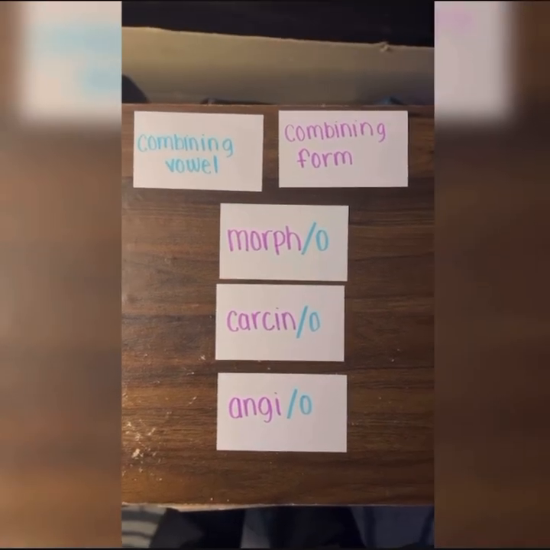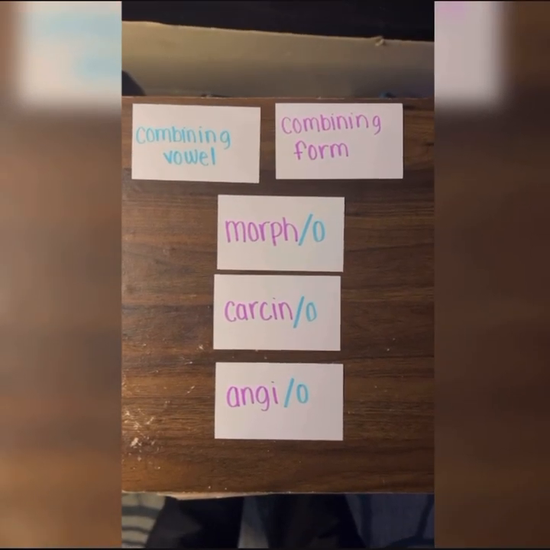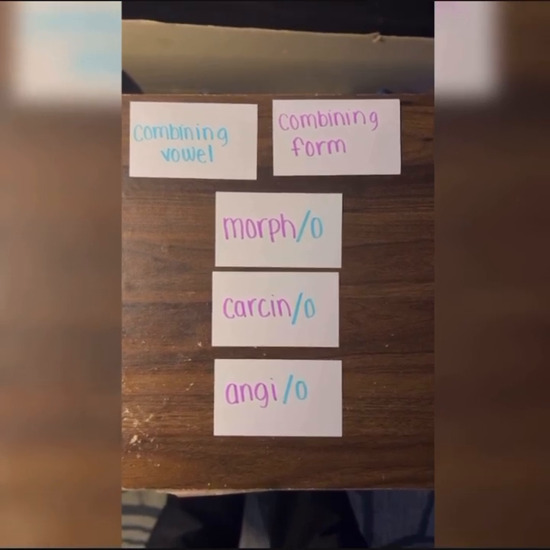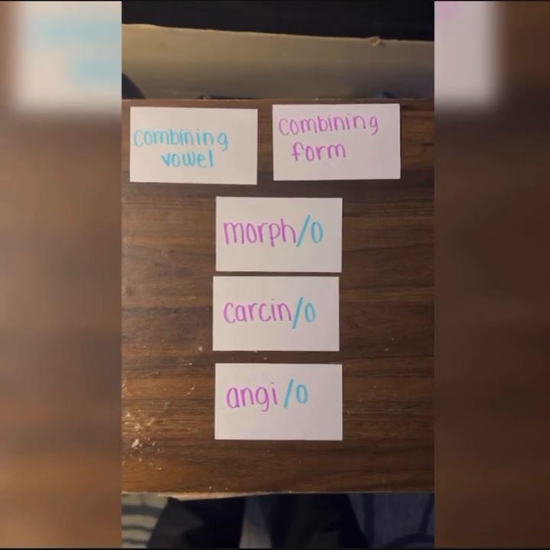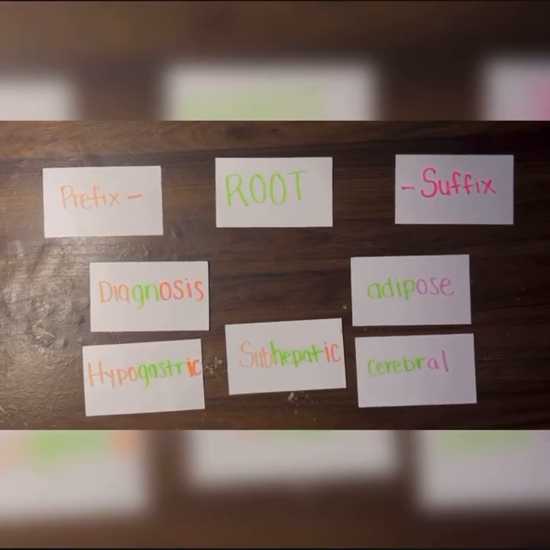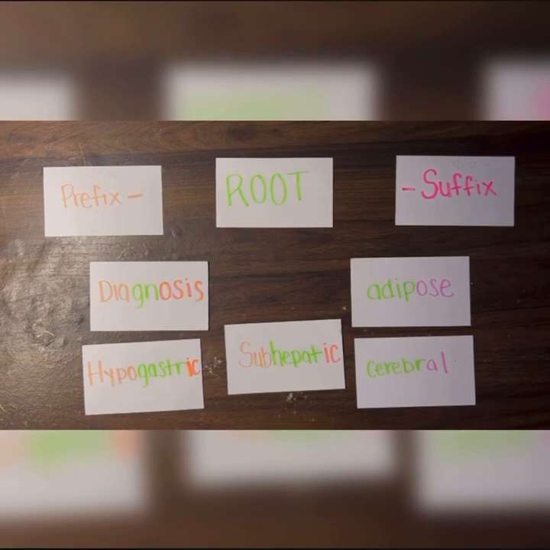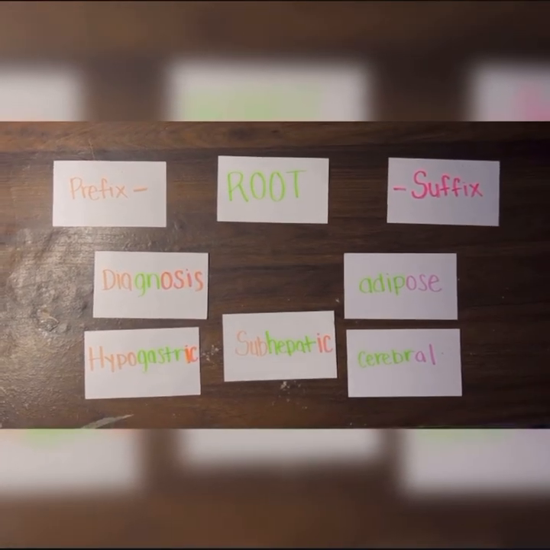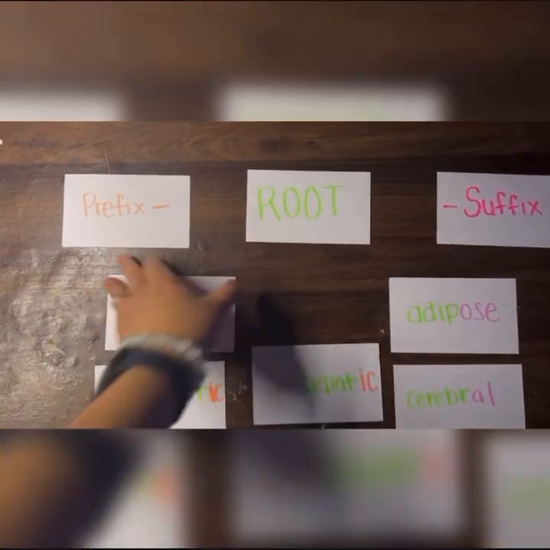Now, the combining forms are when you add a root word and a combining vowel together, which makes it a combining form. For example, morpho, carcin, and angio. One very important rule is when determining or translating the medical term. Now, let's translate them. Diagnosis.